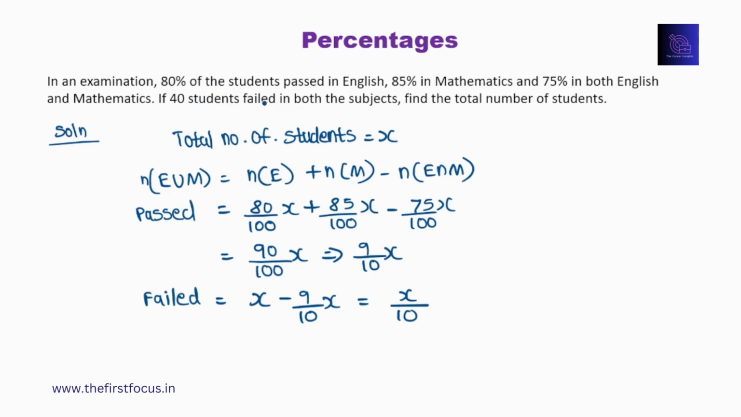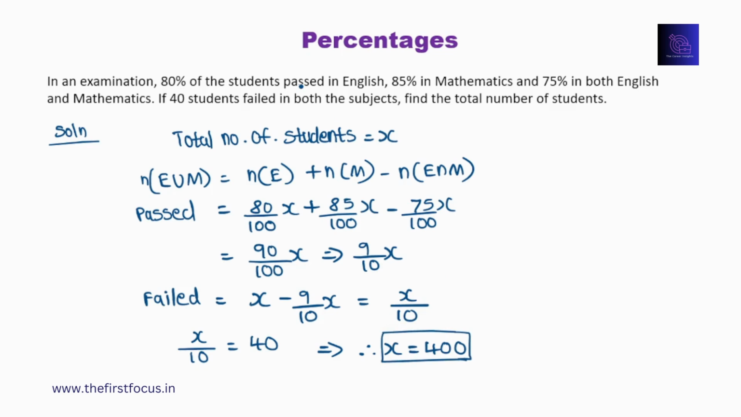40 students failed in both the subjects, they have given. So we get x by 10 is equal to 40. We got the value of x is equal to 400. What they asked to find? The total number of students. Here we have taken x as the total number of students.